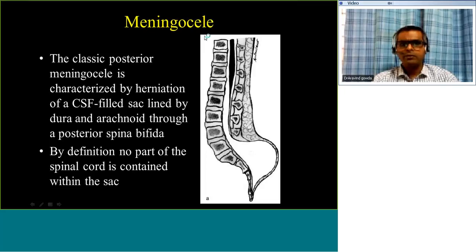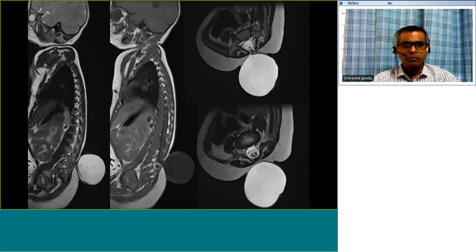Coming to the meningocele, it is nothing but the expansion of the dural coverings, usually seen at the lumbar or lumbosacral level, and it can be posterior, intrasacral, or presacral, that is the anterior one. They are characterized by herniation of a CSF-filled sac lined by dura and arachnoid through the posterior spina bifida. By definition, no part of the spinal cord is contained within the sac when you call it a meningocele. So this is one case of a posterior meningocele.